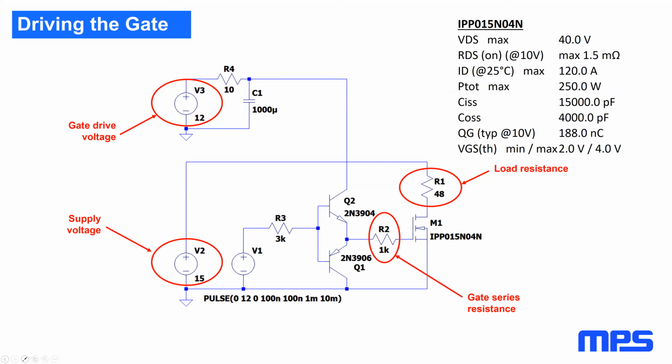V3 here is the gate drive voltage, which is set at 12 volts. R1 is a load on the drain of the MOSFET, just a resistive load here. And the supply voltage on top of that is V2. The MOSFET here is a typical modern high power MOSFET, rated at 40 volts and 1.5 milliohm RDS(on) and 120 amps.